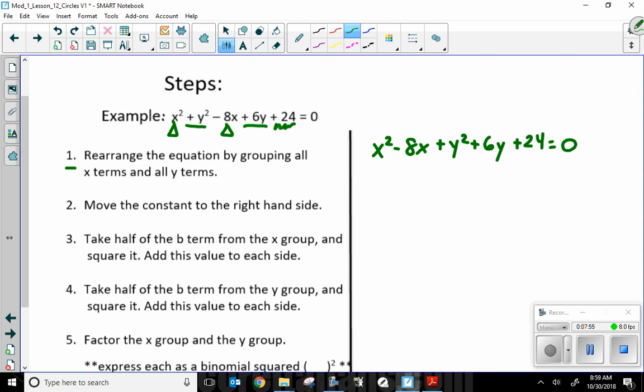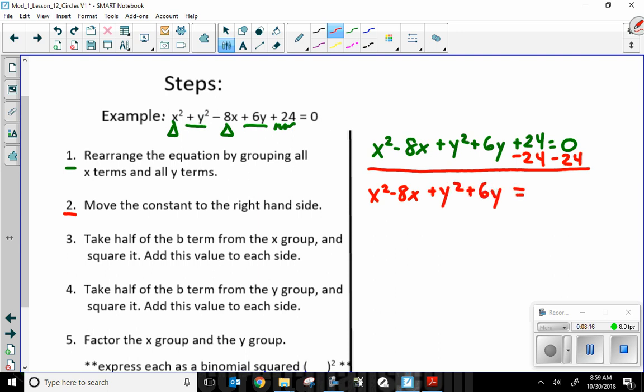Now, just like completing the square, my next step is I want to move the constant to the right-hand side. So I'm going to get rid of this 24 and move it to the right-hand side. So I have x squared minus 8x plus y squared plus 6y equals negative 24.